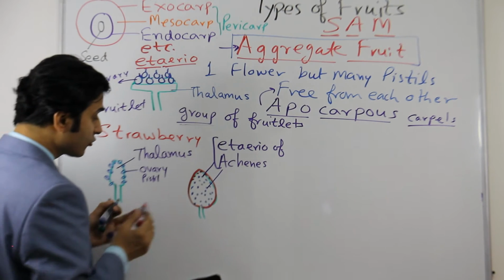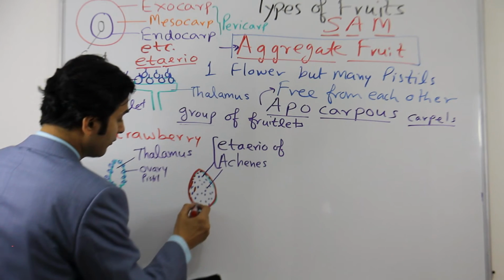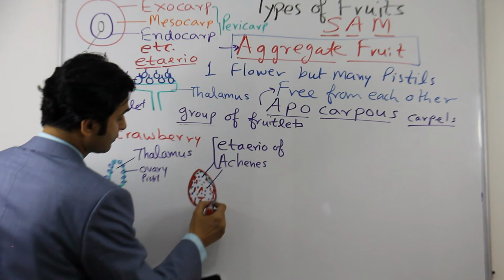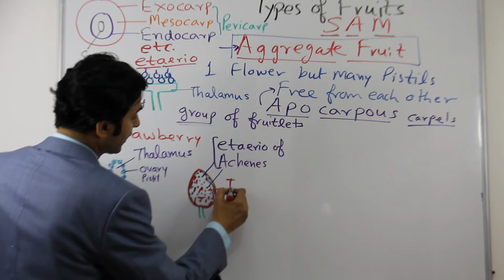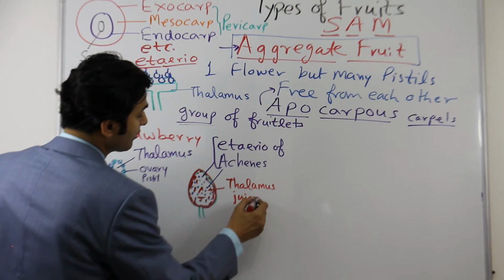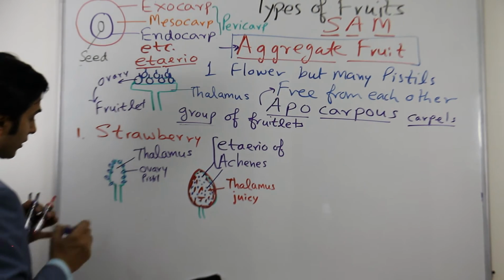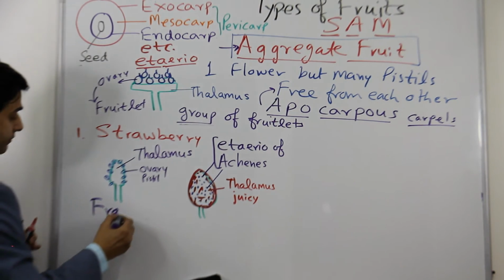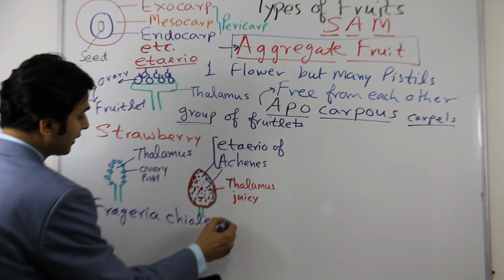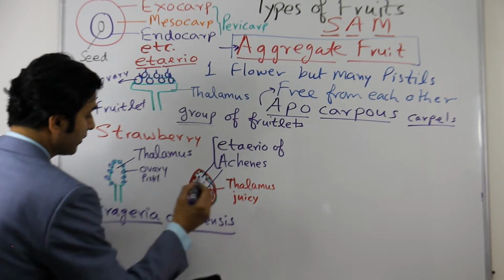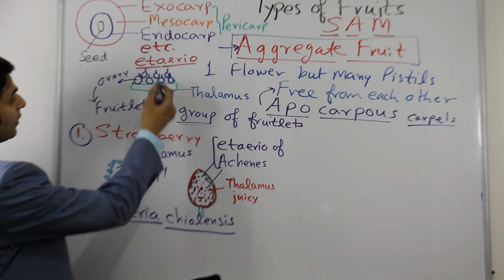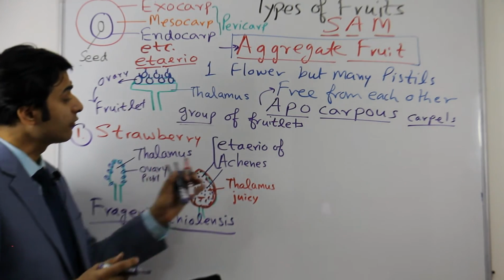And what we eat in strawberry is this red color fleshy thalamus, this one which is eaten. This is the thalamus which is juicy and which is eaten. Strawberry, Fragaria chiloensis is the scientific name, plant family Rosaceae. So the first example here is strawberry, the Etaerio of achenes.